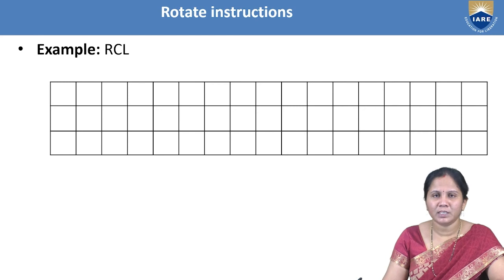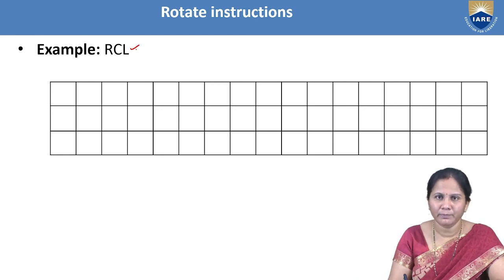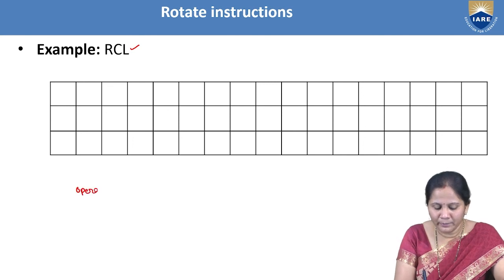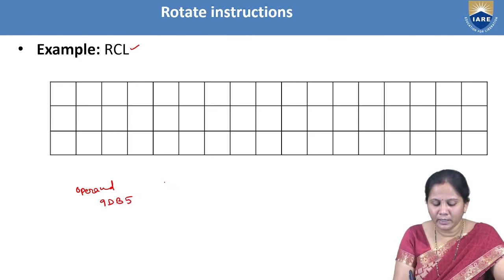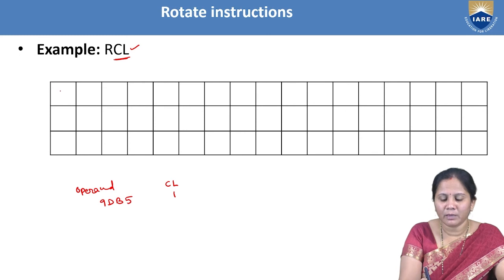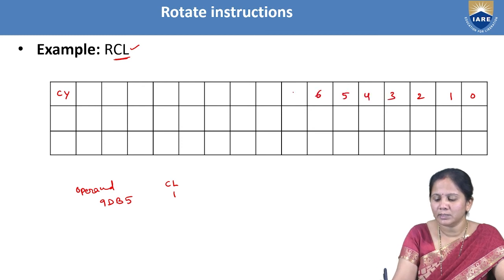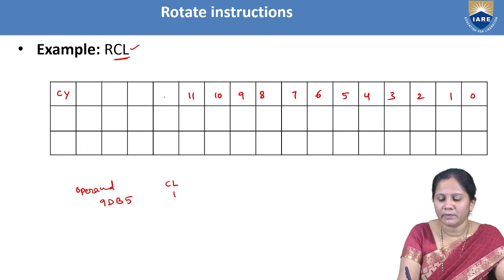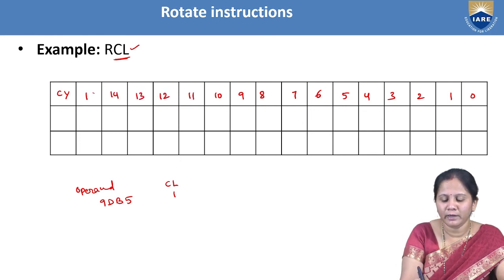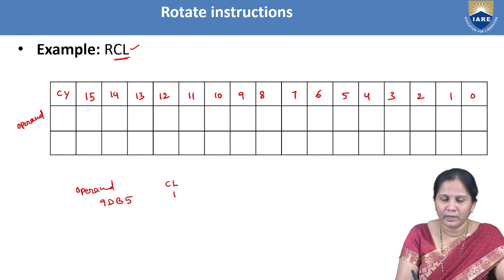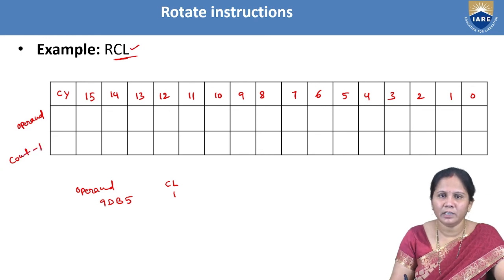Now, coming to the 16-bit example for the same RCL instruction. Okay. So consider here the operand is, for example, 9DB5, 16-bit data. And here consider the count value as 1. Okay. So since this is rotate left with carry, the carry bit will be present at the left. And here bits 0, 1, 2, 3, 4, 5, 6, 7, 8, 9, 10, 11, 12, 13, 14 and 15. So we have to first write the operand in the form of binary. After rotating towards left with the carry by 1 time, how the content will be modified.